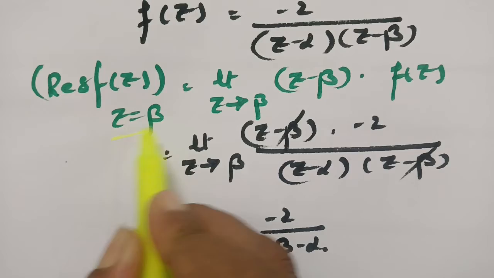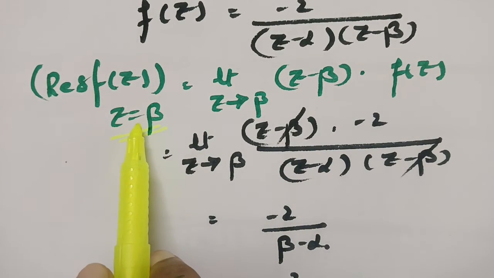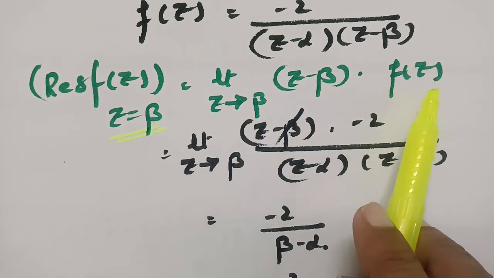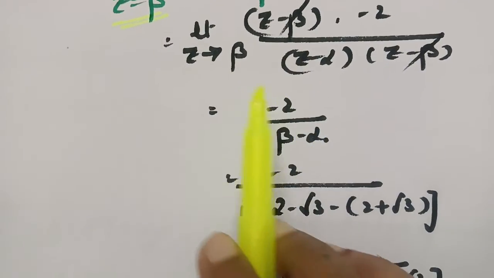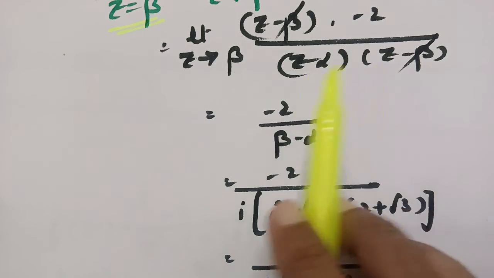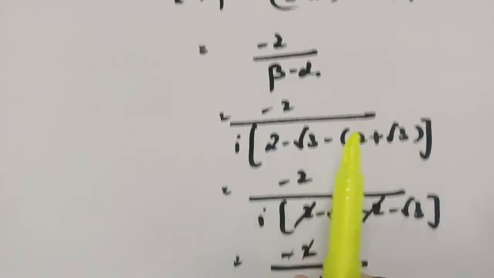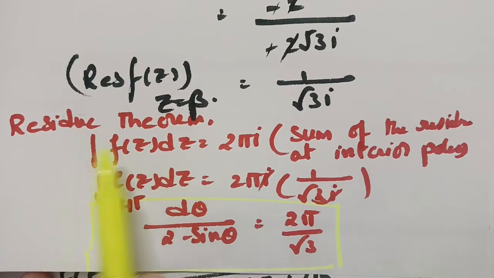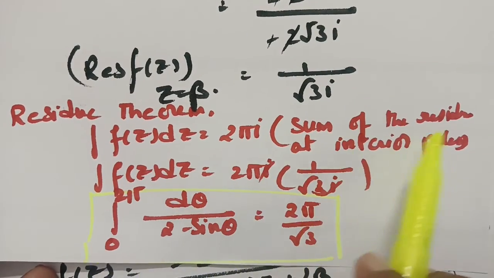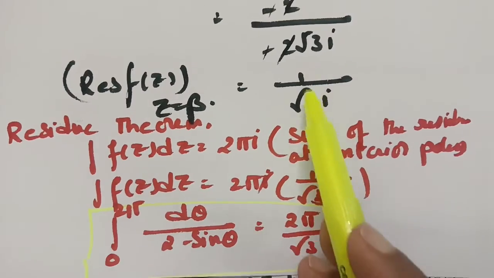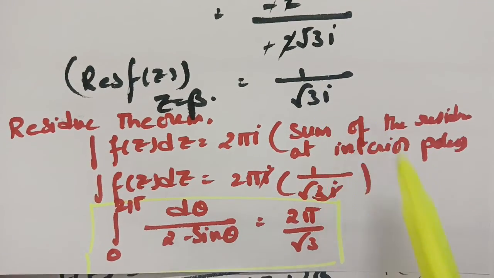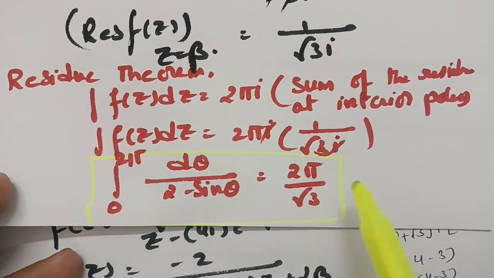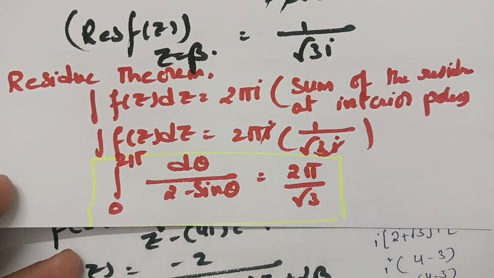So beta is our interior pole and therefore we have to find the residue for this. So this is the formula, that is limit z tends to beta, z minus beta into f of z. So after cancelling this one and substituting z value as beta, so beta minus alpha. So after cancellation, we got root 3i. So according to our residue theorem, 2 pi i into sum of the residues at the interior poles, here is this one. Here the residue value is 1 by root 3i and 2 pi by root 3 is the answer. So this is how we have to solve.